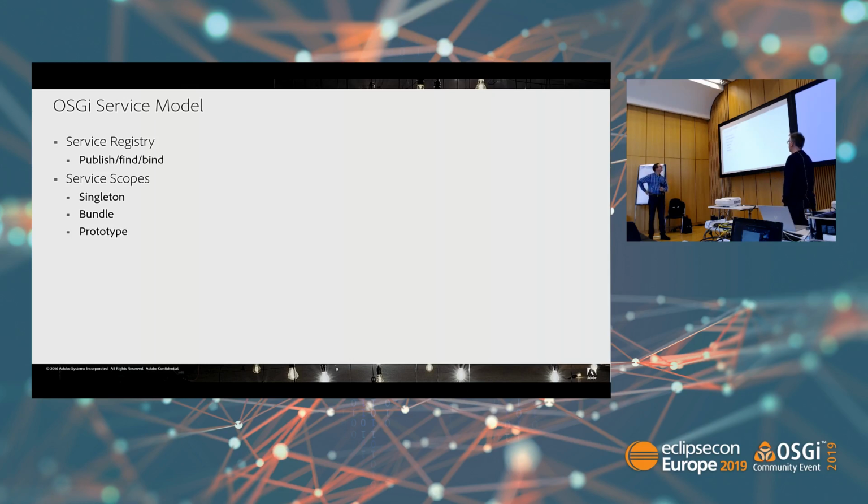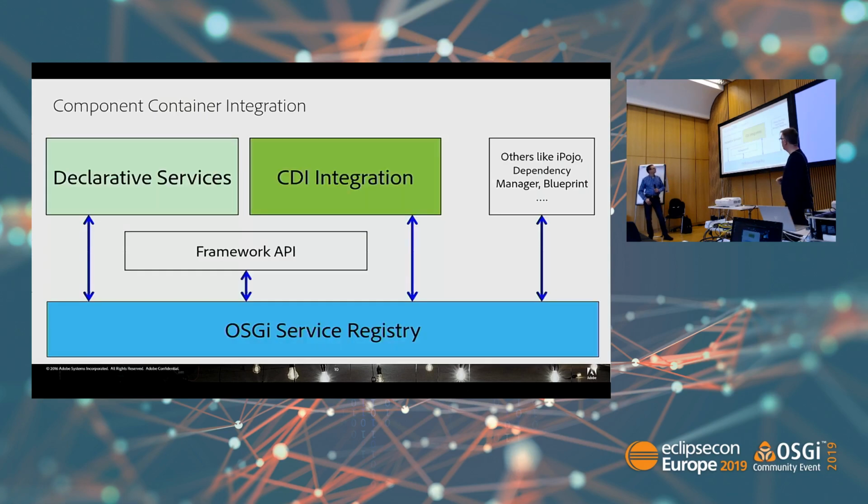Just briefly, the OSGi service model has as its basis the service registry, where you can register services and find them and get them from the registry. There are different scopes: singleton, per bundle, or prototype. And the nice thing about the service registry is that it decouples the registry itself from the model that you use to implement the services. So you can use declarative services, you can use CDI, you can use whatever you want, and they all use the service registry, which guarantees that these services can work together regardless of the component container used to implement them.